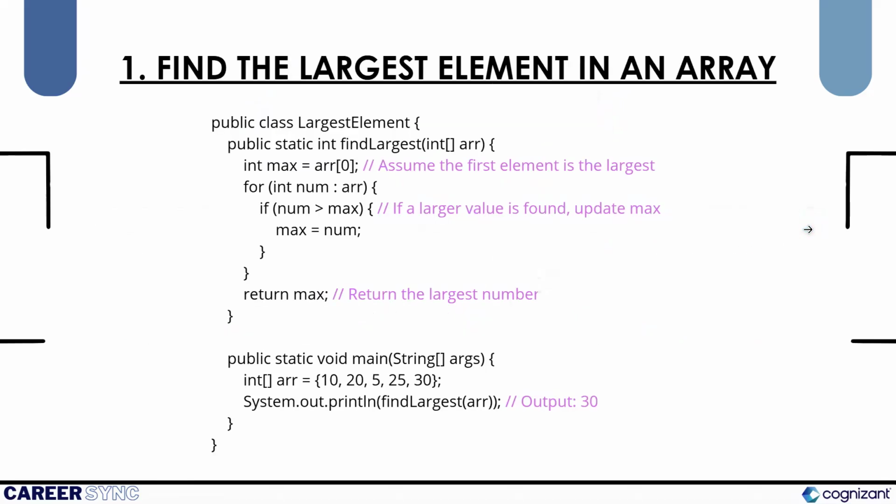The first question is to find the largest element in an array. First, assume that the first element of the array is the maximum. Then iterate through the array and compare each element with your assumed maximum number. If you encounter a larger element, update the maximum. The linear scan method works efficiently in O(n) complexity.